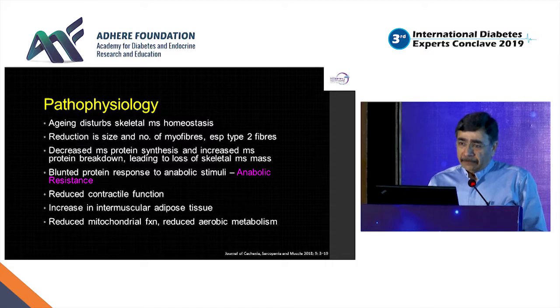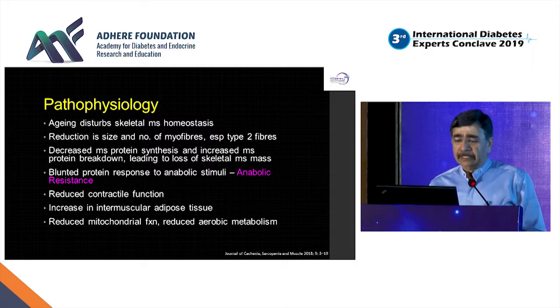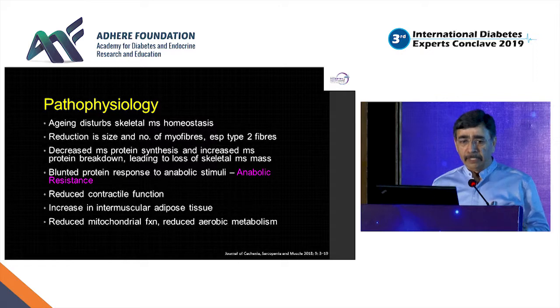What are the pathophysiological factors which contribute to sarcopenia? There are a number of factors which have been thought to contribute. There is aging which disturbs skeletal muscle homeostasis. There is reduction in the size and number of myofibers, particularly type 2 fibers, which I'll show you in the next slide. There is decreased muscle protein synthesis and increased muscle protein breakdown. There is blunted response to the anabolic stimuli, something labeled as anabolic resistance. Even if there is stimuli for protein synthesis, there is no protein synthesis happening.